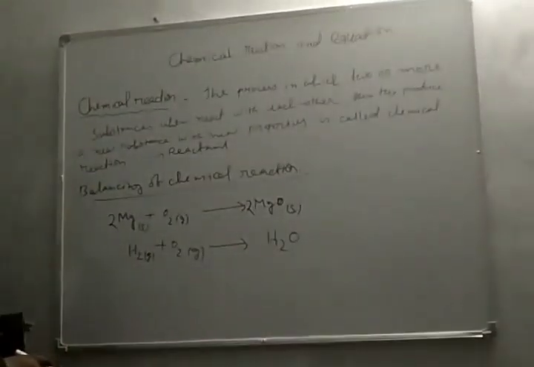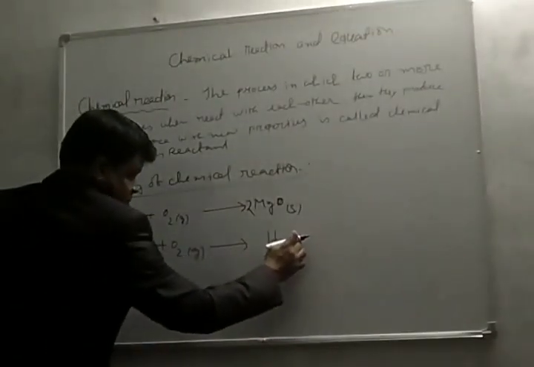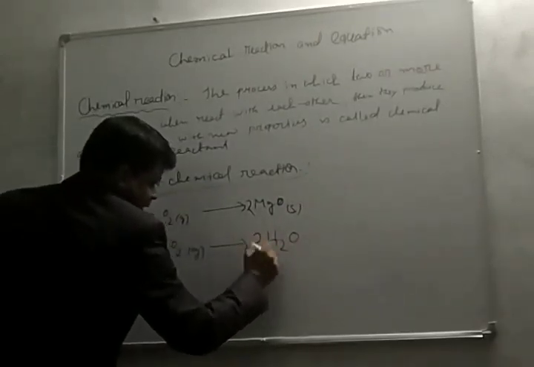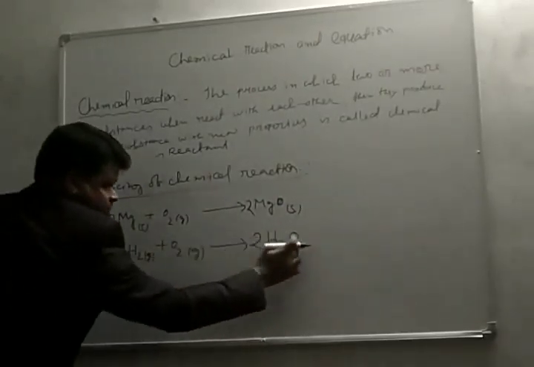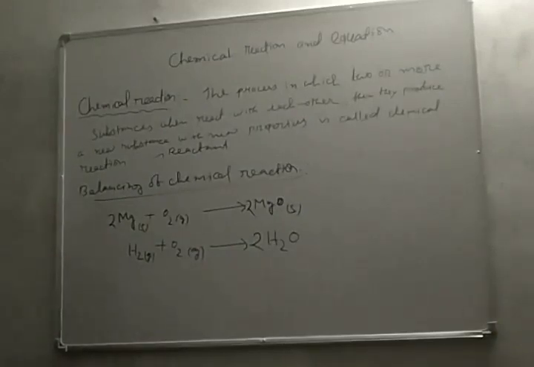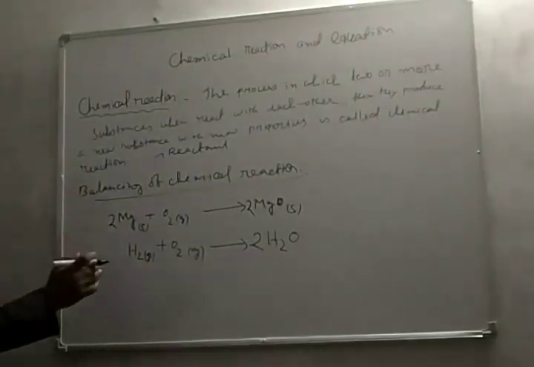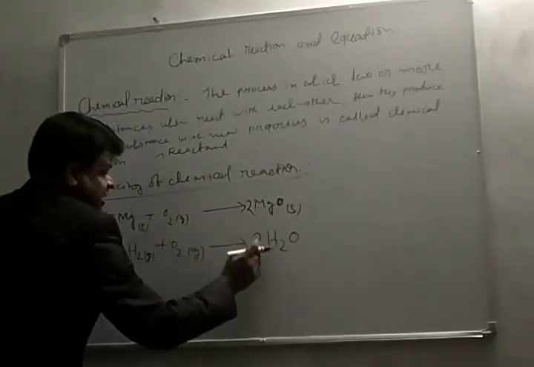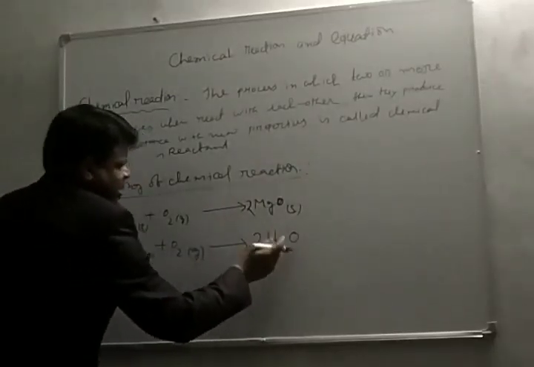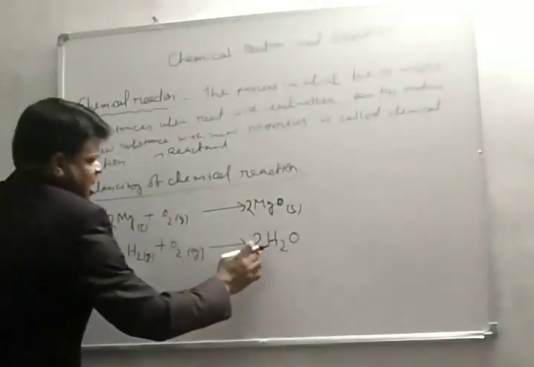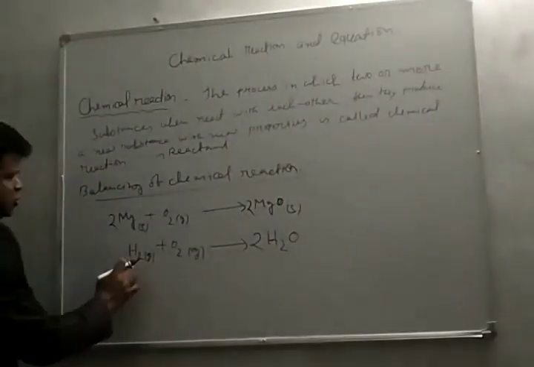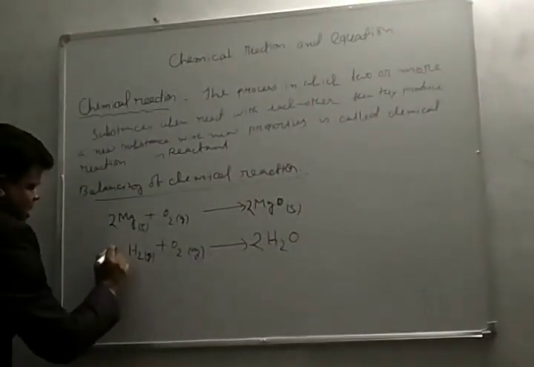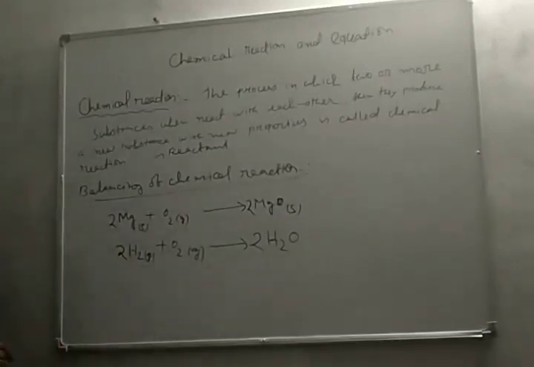So we have to balance it. To make it 2, we have to multiply it by 2. Then oxygen is balanced on both sides, reactant and product. But at the same time, when you are doubling the oxygen, the hydrogen quantity is increased. Then it becomes 4. Here it is 2. So we have to multiply this hydrogen by 2.